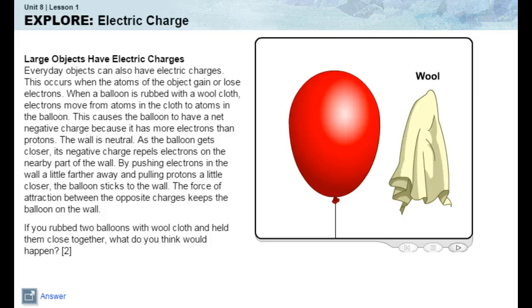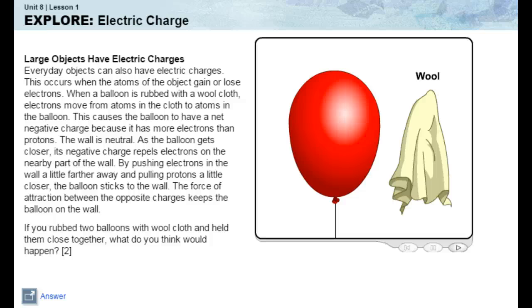Everyday objects can also have electric charges. In today's class, we'll be going to a lab at the end and doing a lab with the same kind of materials here. This occurs when the atoms of the object gain or lose electrons. When a balloon is rubbed with a wool cloth, electrons move from atoms in the cloth to atoms in the balloon. This causes the balloon to have a net negative charge because it has more electrons than protons.